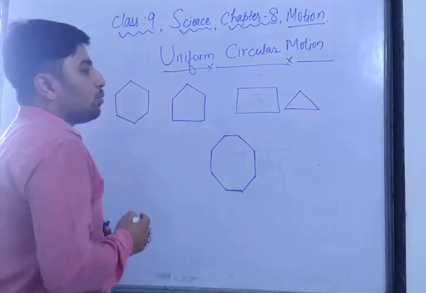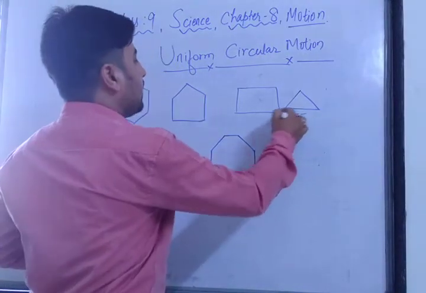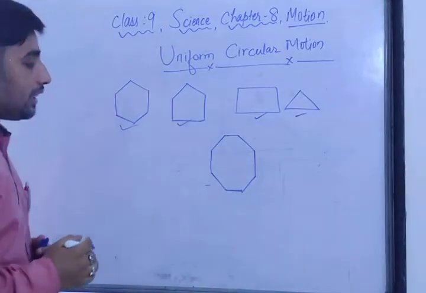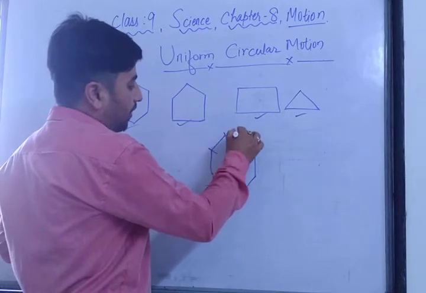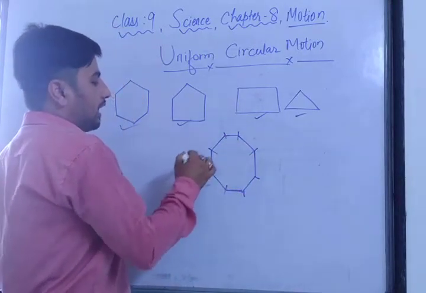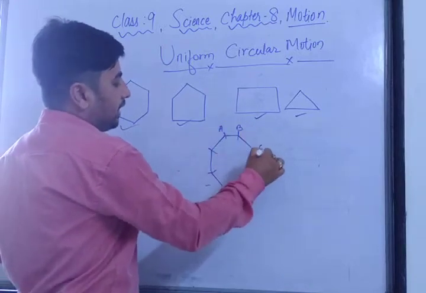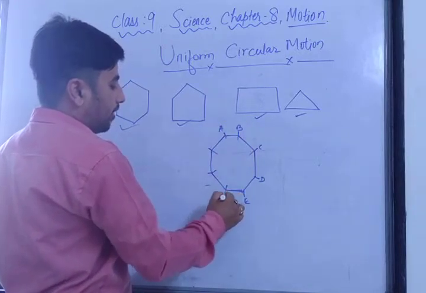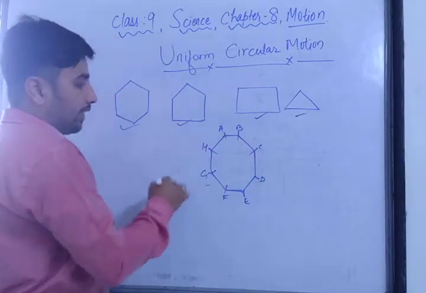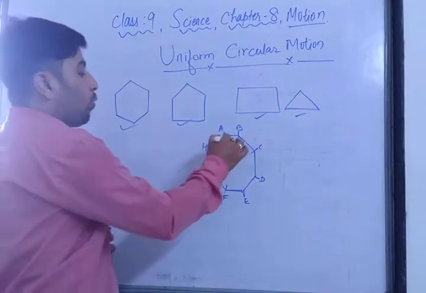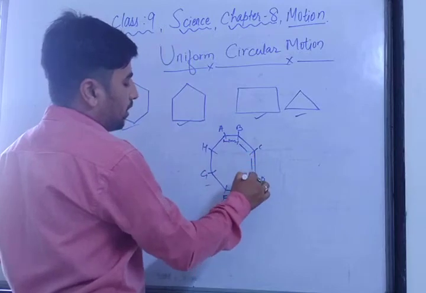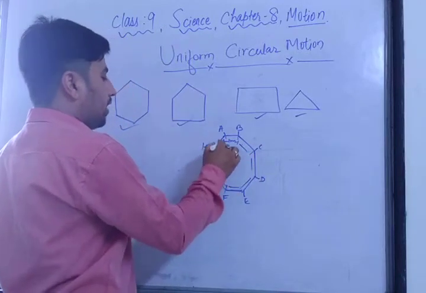So these are the shapes you may have studied in mathematics: triangle, rectangle, pentagon, hexagon, octagon. Now you can see equal distance, equal interval of time. If you name these 8 points and suppose all the distances are the same, A, B, C, D, E, F, G, H. See, 1, 2, 3, 4, 5, 6, 7, 8, 8 equal intervals of 1 meter. Just suppose this is also 1 meter, this is also 1 meter, this is also 1, this is also 1.